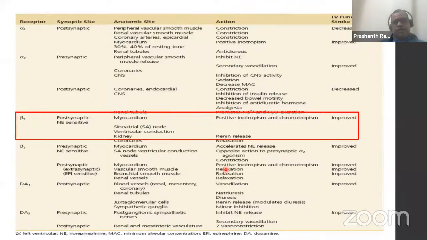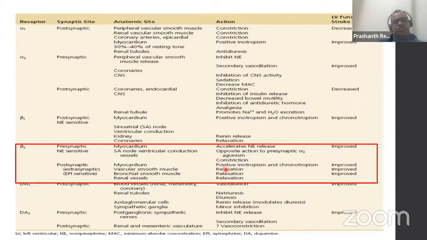Then beta 1 receptors, these are also postsynaptic receptors. These are mostly present in the myocardium, the sinoatrial node and the ventricular conduction system. So whenever beta 1 receptors are stimulated, it leads to positive inotropism and chronotropism.